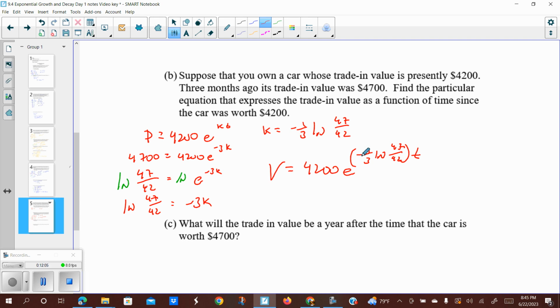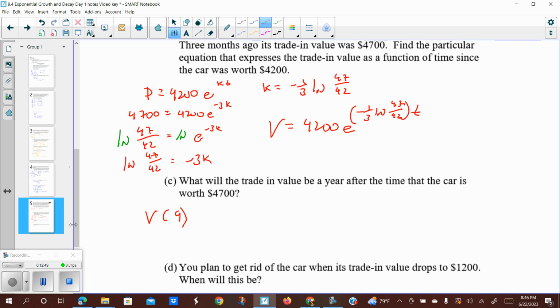Part C, what will the trade-in value be a year after the time the car is $4,700? A little bit tricky in the wording there. The $4,700 occurred 3 months in the past, but we want to know how much it's going to be 1 year from that point. Well, if you take away those 3 months in the past, that means there's still 9 more months to go. So the value that I have to plug into t is actually 9, because it's not from our time 0, it's from the 3 months in the past. So we actually have to do v of 9. If you had let the 4,700 be your time 0, then it would have just simply been 12 for the months.